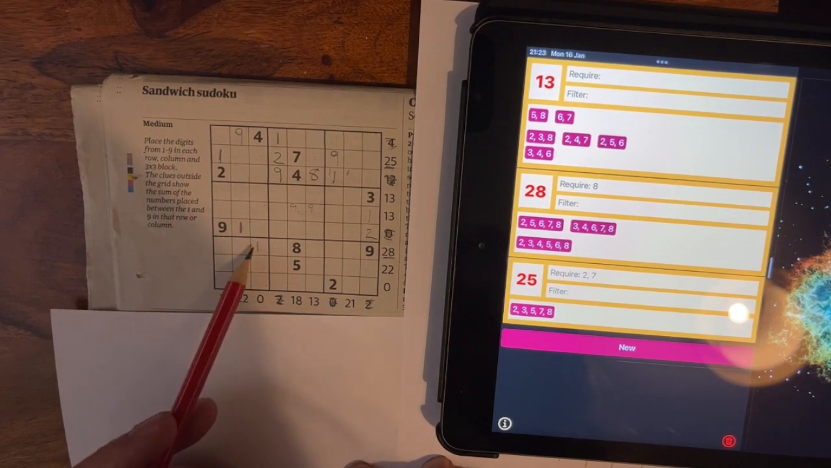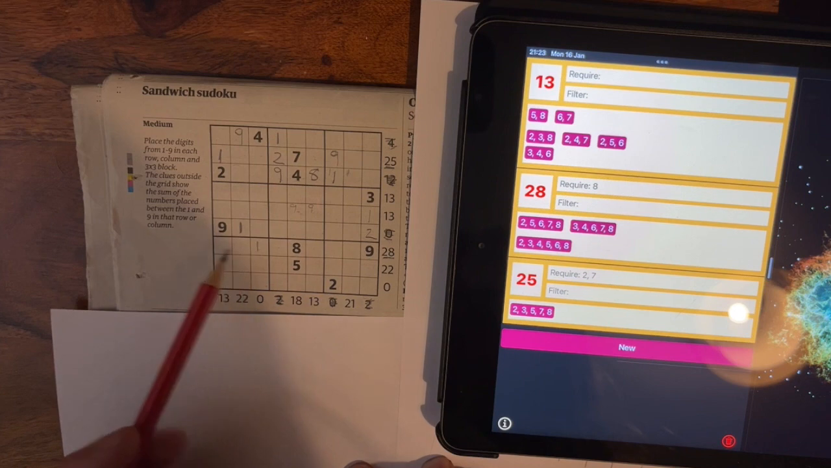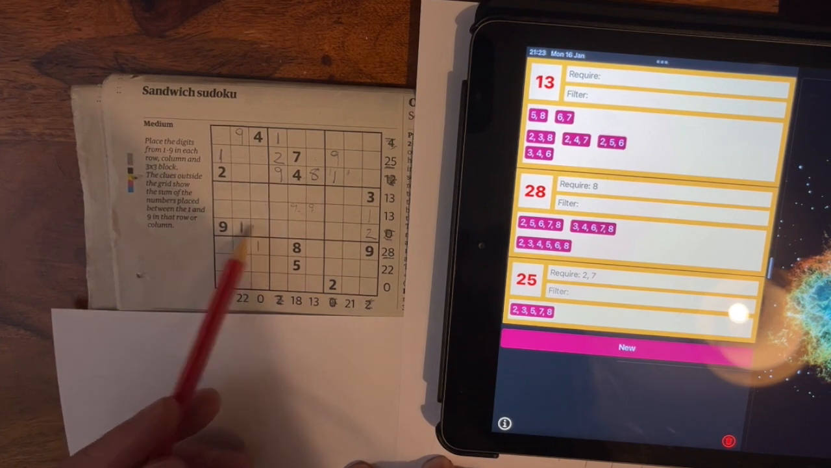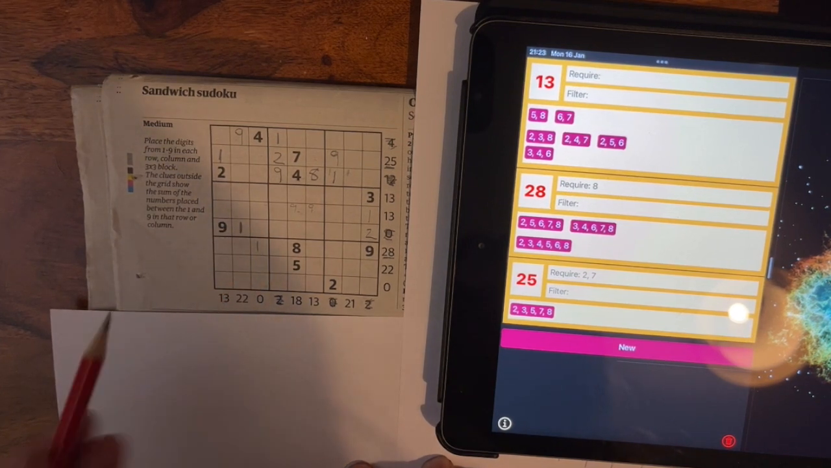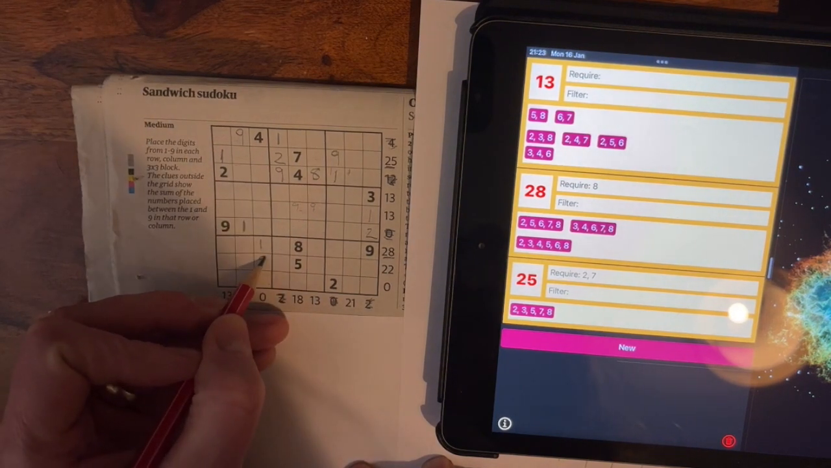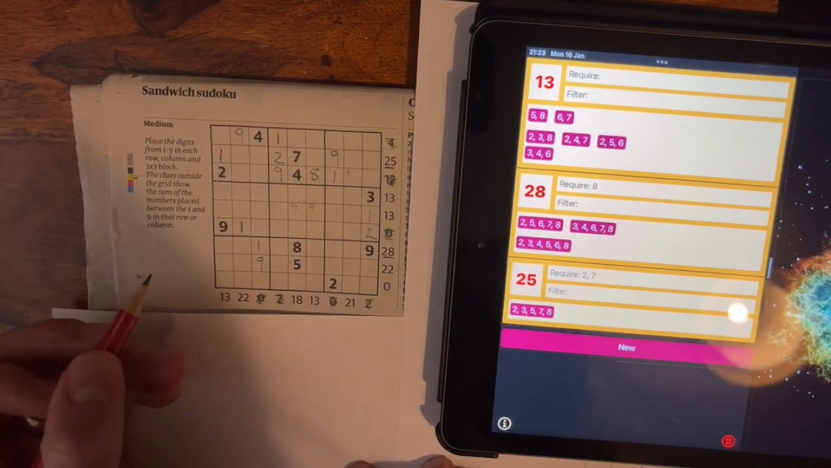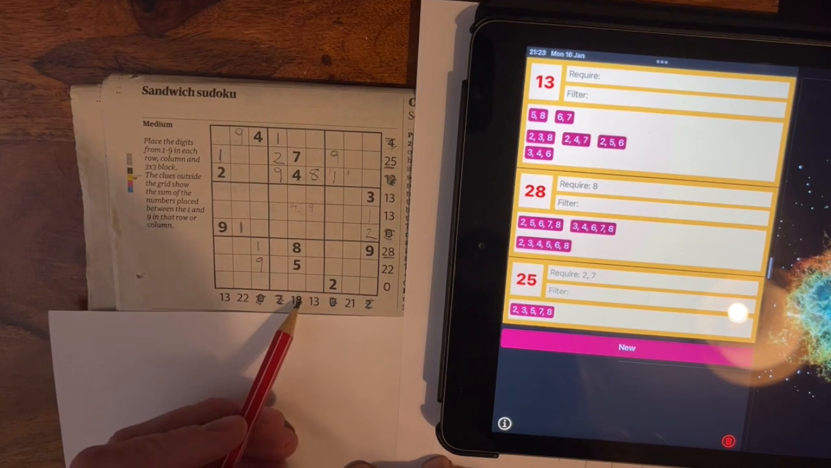We've got another 0 and a 1 here. So the 9 has to be next to this 1. So the 9 can't be there. There's the 9 already there. So the 9 has to be there. So that's another nice clue.